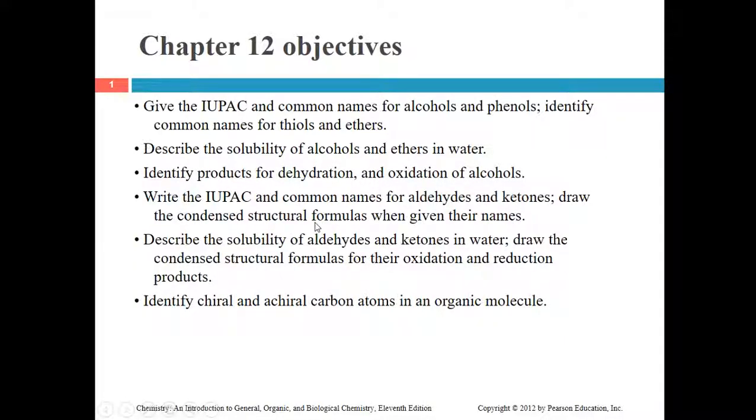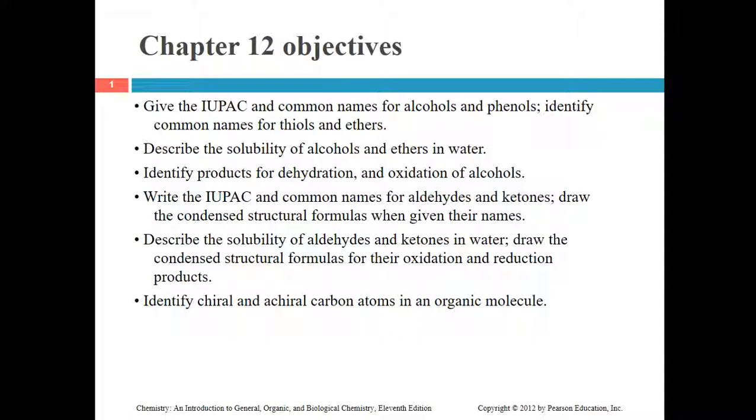Chapter 12, Objectives. Give the IUPAC and common names for alcohols and phenols. Identify common names for thiols and ethers. Describe the solubility of alcohols and ethers in water. Identify the products of dehydration and oxidation of alcohols.